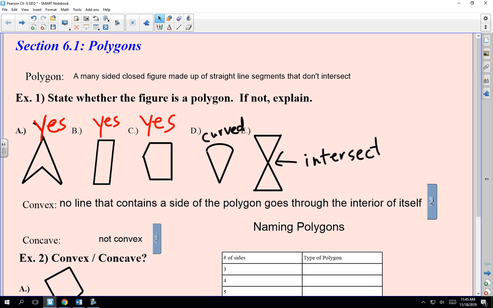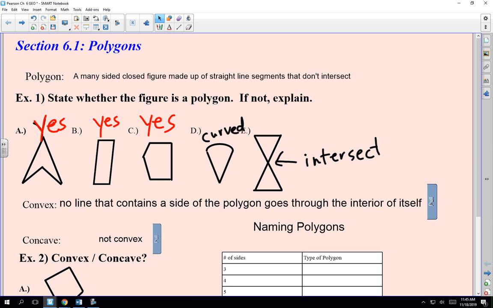Sometimes you could think of it as if you were to blow air into a corner of one of these shapes up here, it's like all the sides are popped out versus popped in here. So, like this one right here is convex. Here's why officially. It says, no line that contains a side of the polygon goes through the interior of itself.